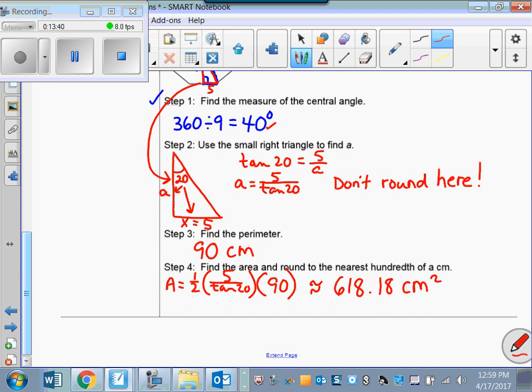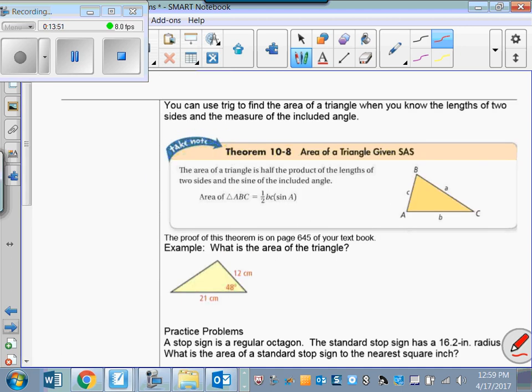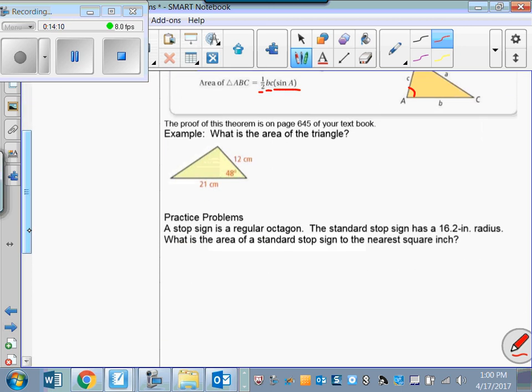Alrighty. So that's how you have to use trig. And believe me, I have plenty of practice for you, so you'll get a chance to work on this a lot more. You can also use trig to find the area of a triangle when you know the lengths of 2 of the sides and the measure of the included angle. All you have to do is say it's 1/2 times the length of the 2 sides times the sine of the angle that's included.